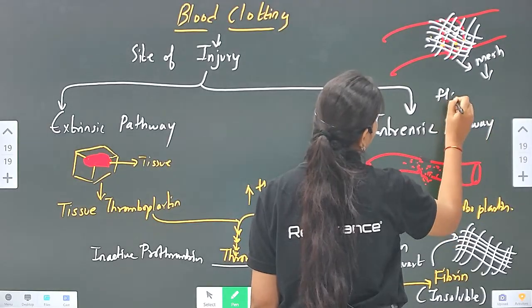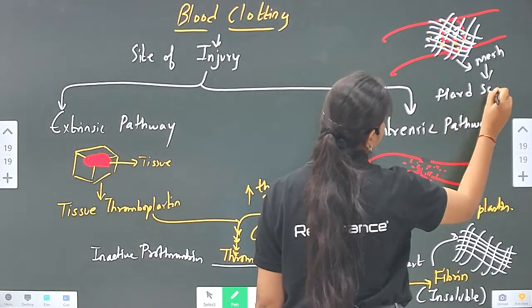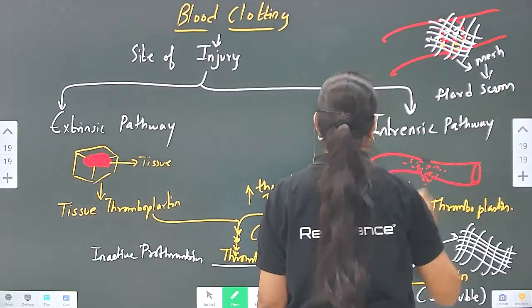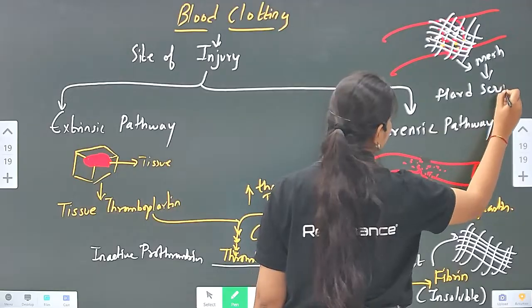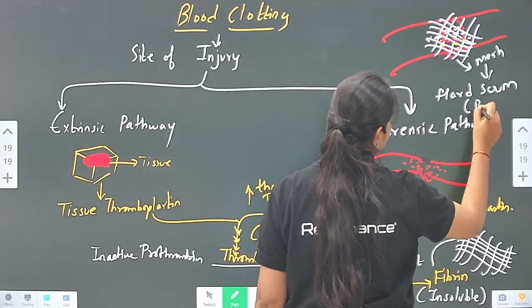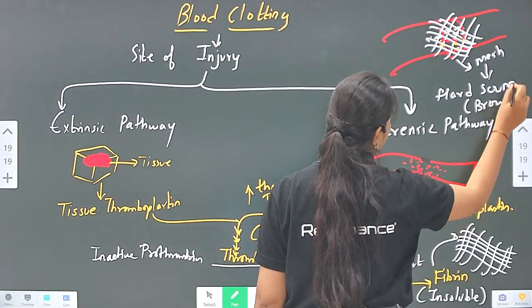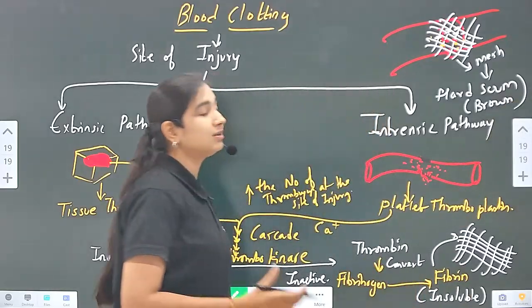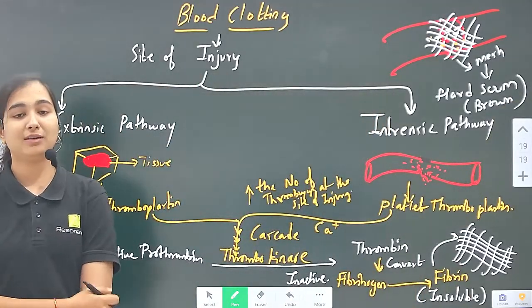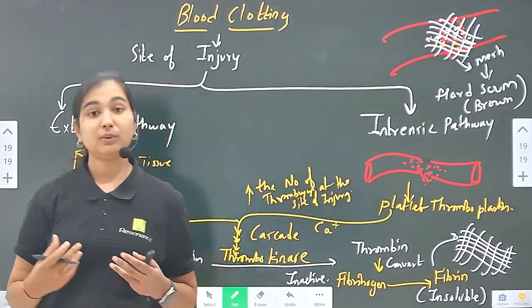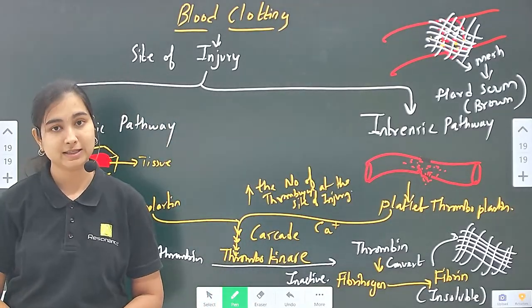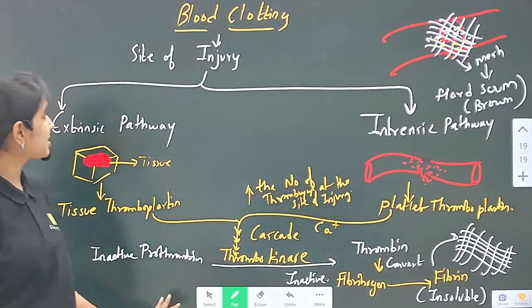Now it will again be converting into what? The hard scum. Sometimes whenever there is an injury and it dries up, you feel something brown in color over it, right? That brown color is called the scum. Now it will be helping in what? The healing. So this is the mechanism of blood clotting.